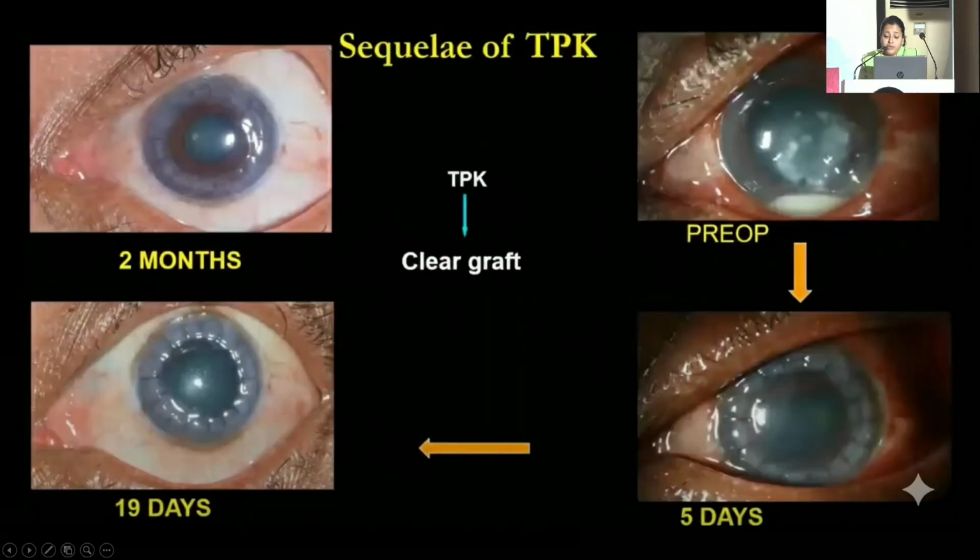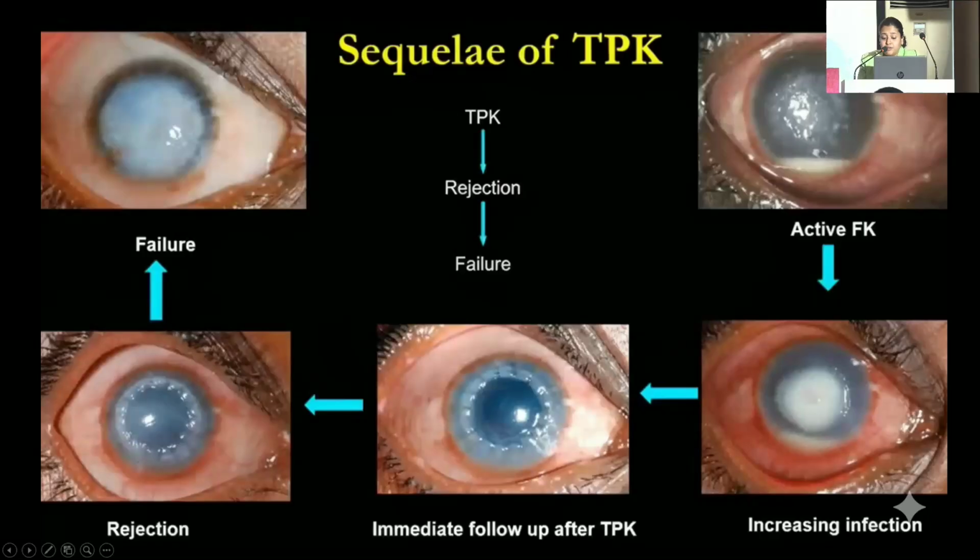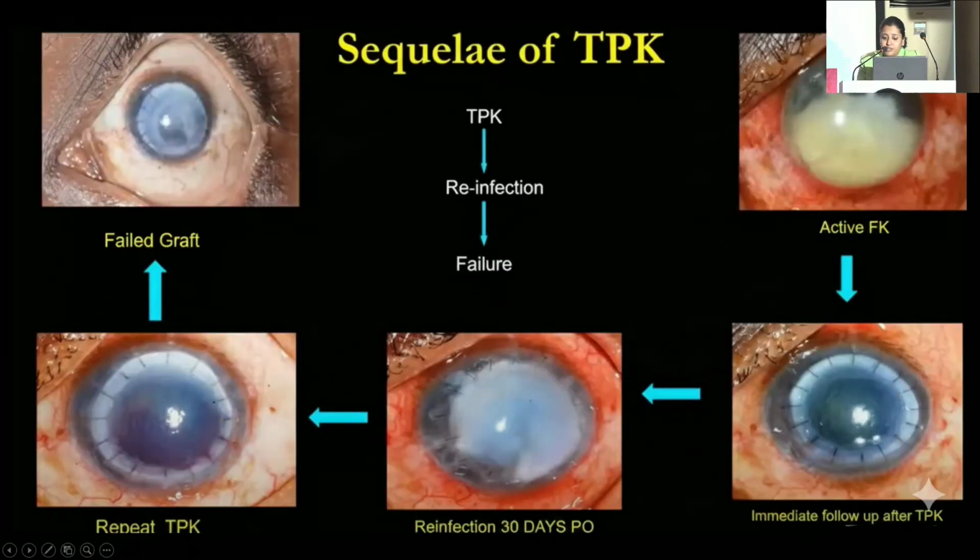With your good karma, maybe you'll be lucky enough to end up with a clear graft after your TPK. But I'm here to tell my other students with their not so good karma that even if you end up with a failed graft, it's not on you. It's an expected outcome in TPK, just as much as a clear graft is, which can get infected and again become a failed graft.